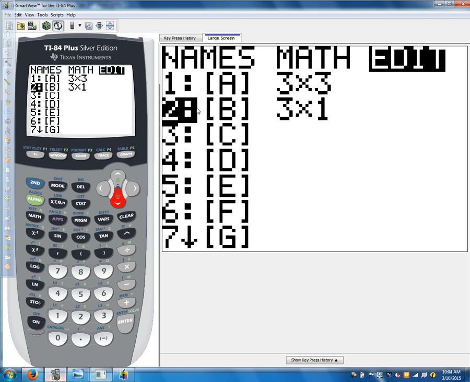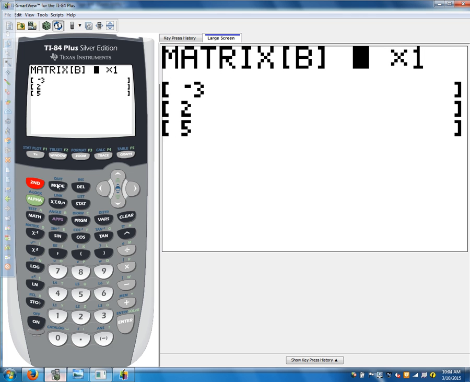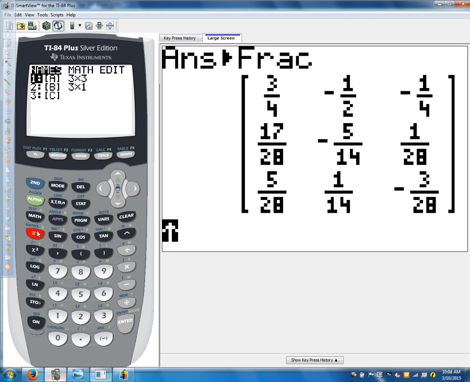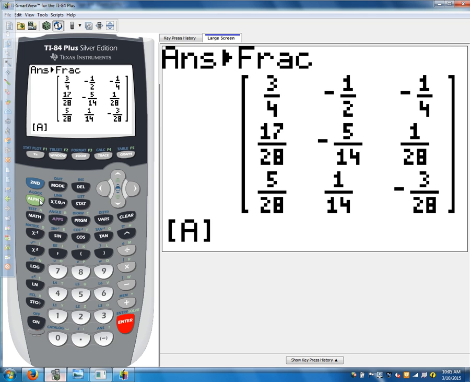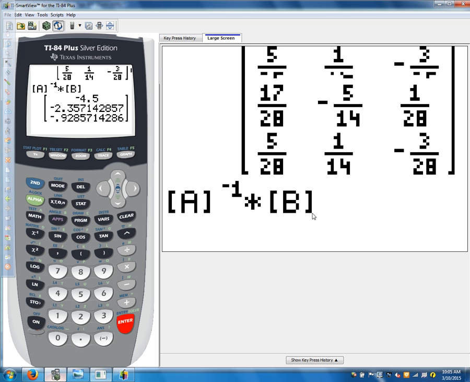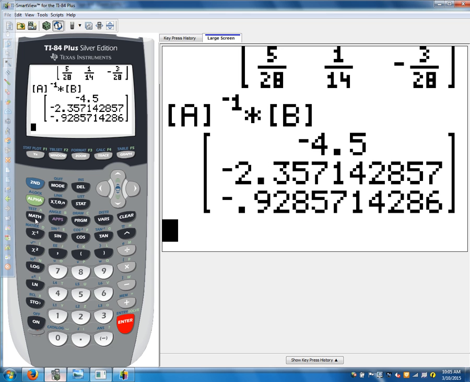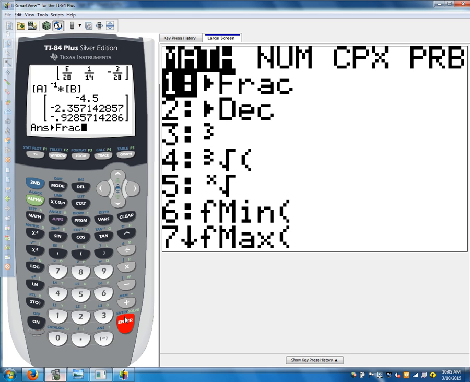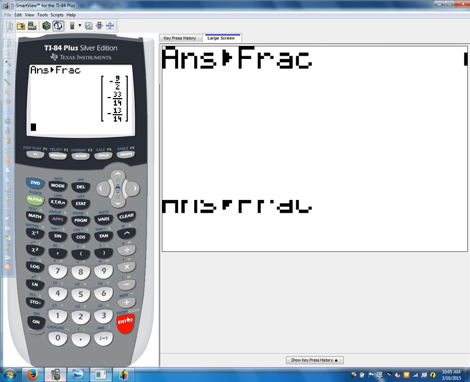If I want to solve this system of equations, I'm going to do A inverse times B. Hit enter. There's my solution. I can convert that all to fractions. There would be my solution. X equals negative 9 halves, y equals negative 33 14ths, and z equals negative 13 14ths. That would be the solution to that system of equations.